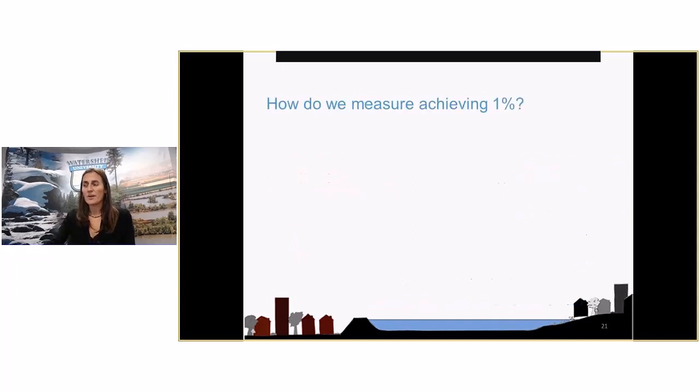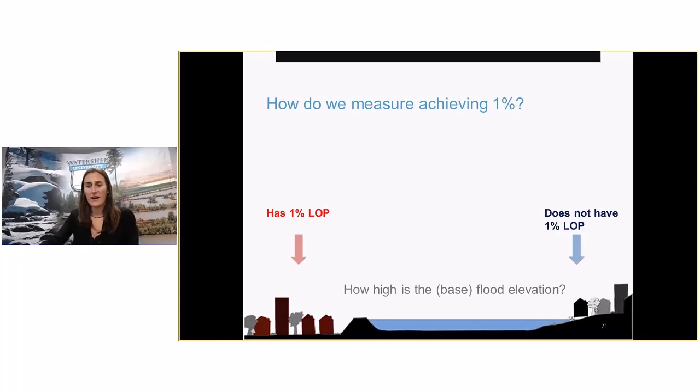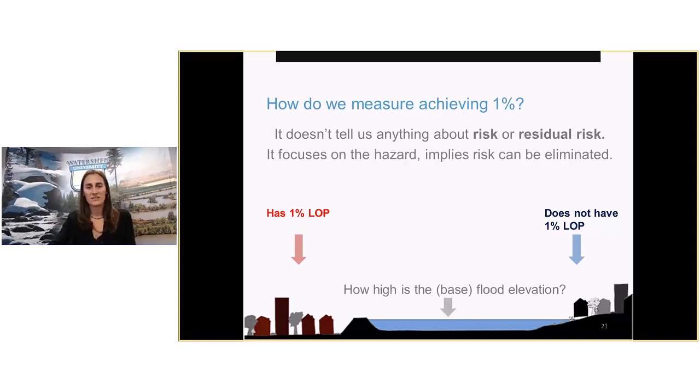So, Larry explained how we measure risk. How do we measure achieving 1% level of protection? Well, we say how high is that base flood elevation, that 1% flood, and then if we have a levee that's met 65.10, then we have 1% level of protection, and if we don't, or if we're not outside of the regulatory floodplain, then we do not have a 1% level of protection. But the way the program is set up, this does not tell us anything about risk or residual risk, and it, again, focuses on that hazard, and in doing so can imply that risk can be eliminated.